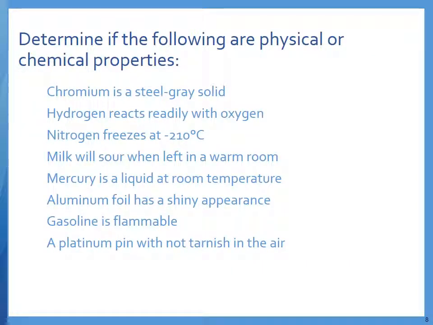All right, so let's look at a few examples. Determine if the following are physical or chemical properties. Chromium is a steel gray solid. All right, well, if you think about it, it's just a description. Chromium is gray, it's solid, it's steel colored. So that would be a physical property.